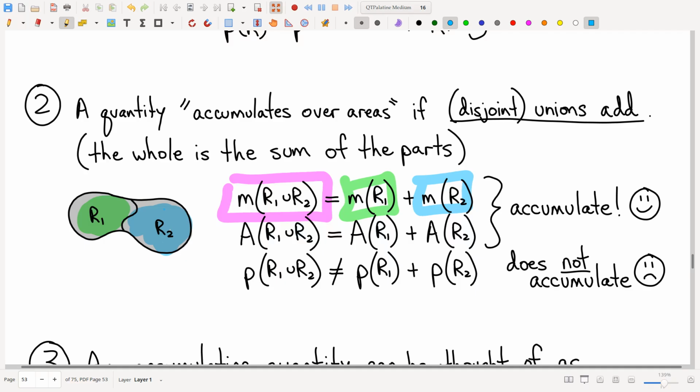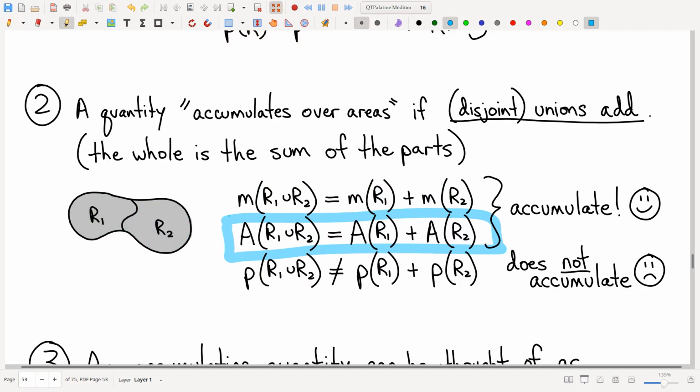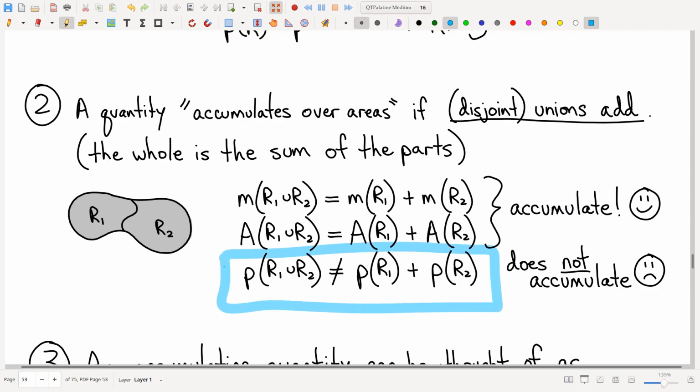I mean, that's cool, right? And it's true for mass, and it's true for area. You can think through this right here. If you break it up into pieces, the total area is the sum of the pieces' areas. But I just want to note for the record, you can't always assume that everything's going to accumulate, because here's a perfectly reasonable quantity, perimeter, we discussed previously, and it straight up doesn't work.